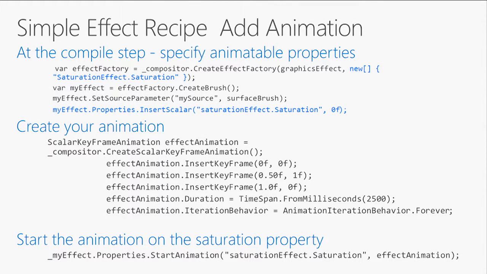So adding animation is very simple with effects. We work very closely with our animation team. What I've highlighted here in blue is all the code that I had to change to support animating an effect. I've defined that the saturating effect property of saturation is the animatable effect property. And I've called that I want to insert a scalar animation. I create the animation. Here I'm doing a keyframe animation, and I start the animation.